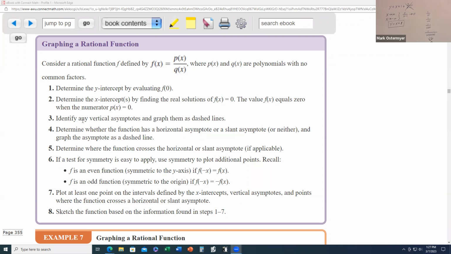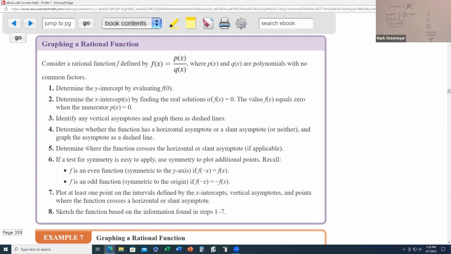Number three, you want to identify if there's any vertical asymptotes that the rational function has. And if it does have any vertical asymptotes, very important to graph them as vertical dashed lines in the xy plane. Fourthly, you want to determine whether the function has any horizontal asymptotes or any slant asymptotes or neither. And if they do, you also want to graph them using dashed lines in the xy plane.